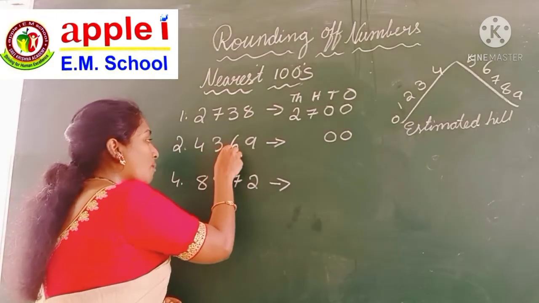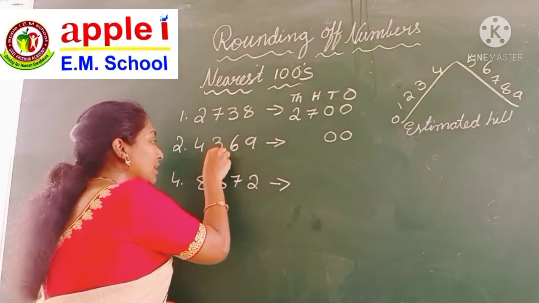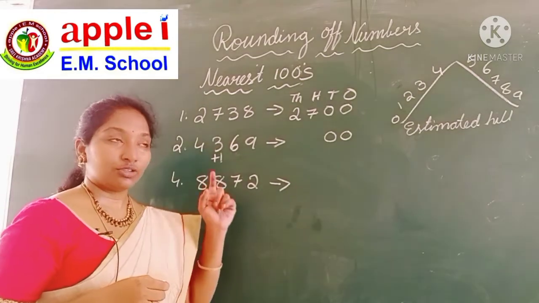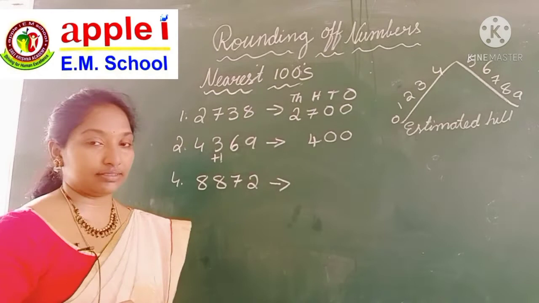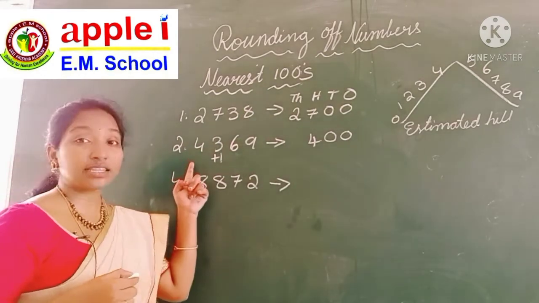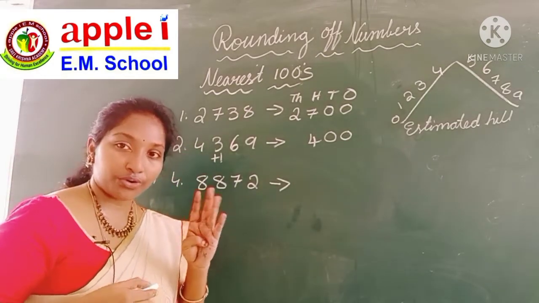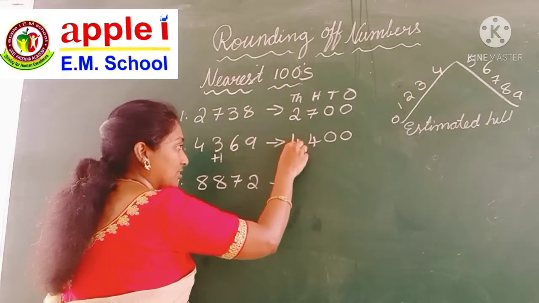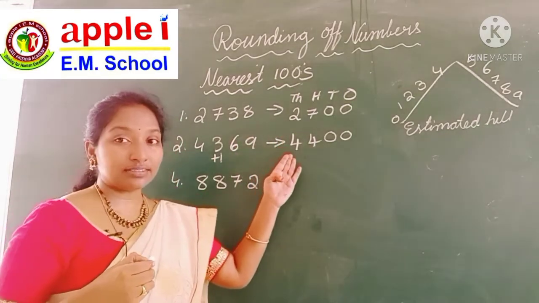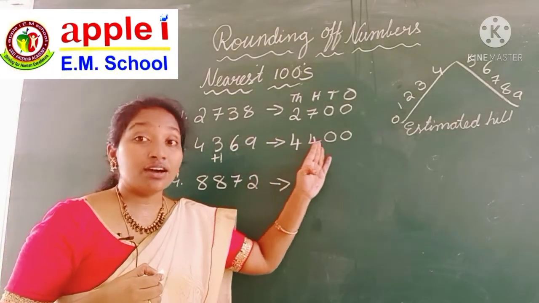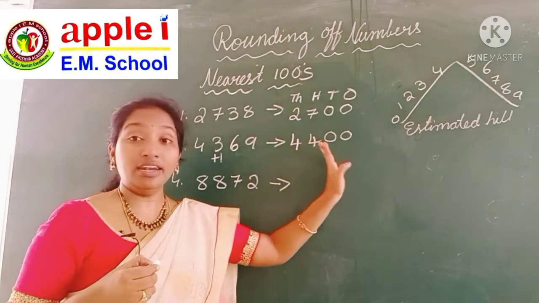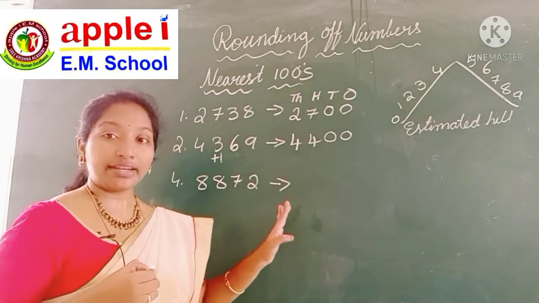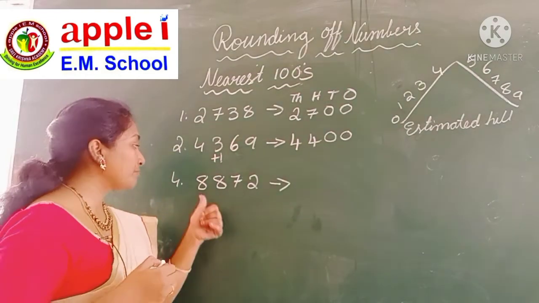So 3 plus 1 is 4. Next, what is here in thousands place? 4. So write 4 in thousands place. So what is the answer? 4,400. Let us see one more example.